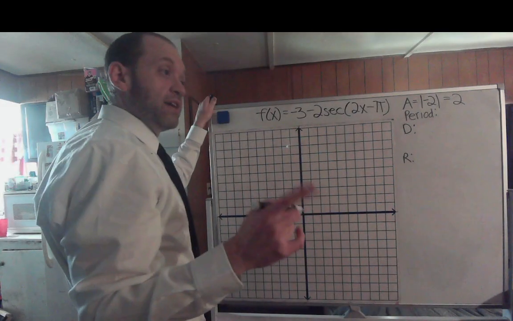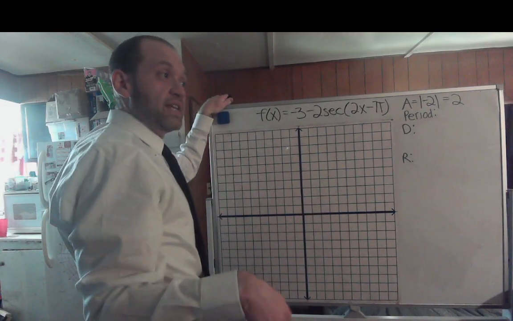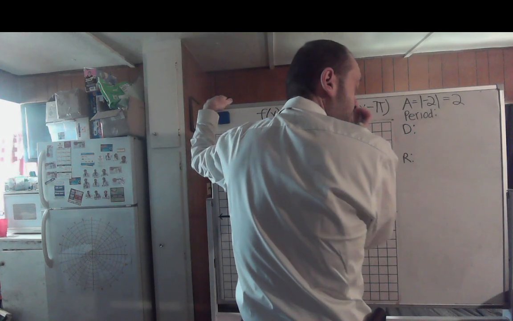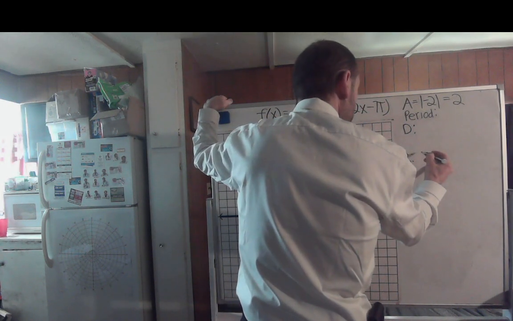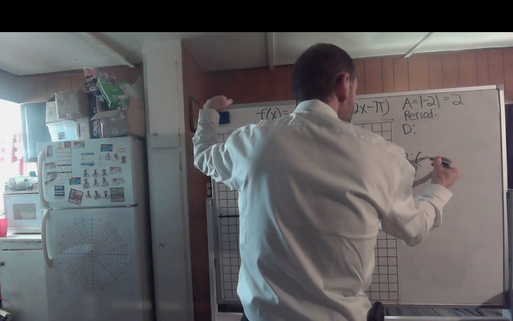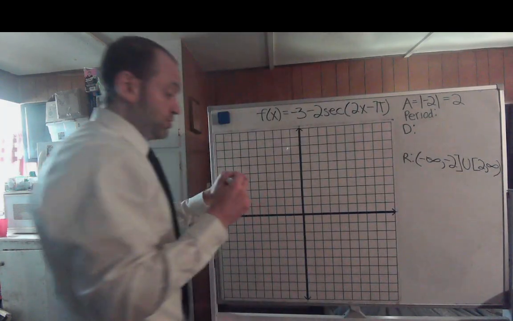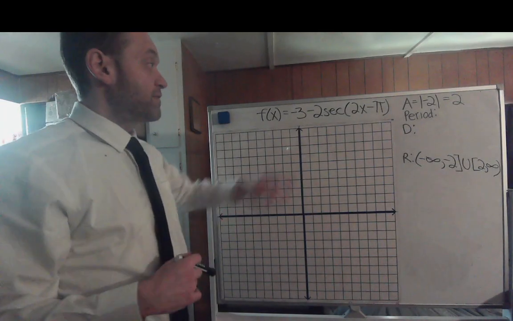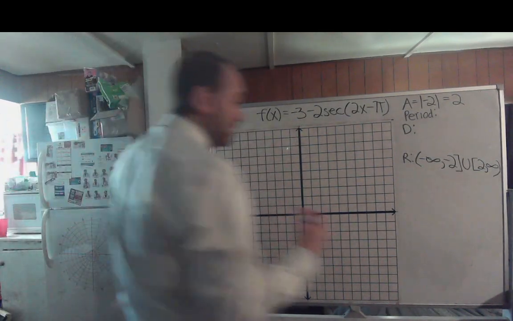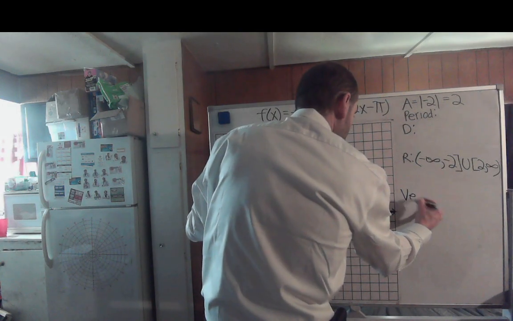which right away affects our range. Normally it's negative infinity to negative 1 and then 1 to infinity. Well, that amplitude of 2 is going to start our range out with negative infinity to negative 2 and then from 2 to infinity. Now, what else do we have? We have a vertical shift down 3, right? Because of that negative 3 in front of it.